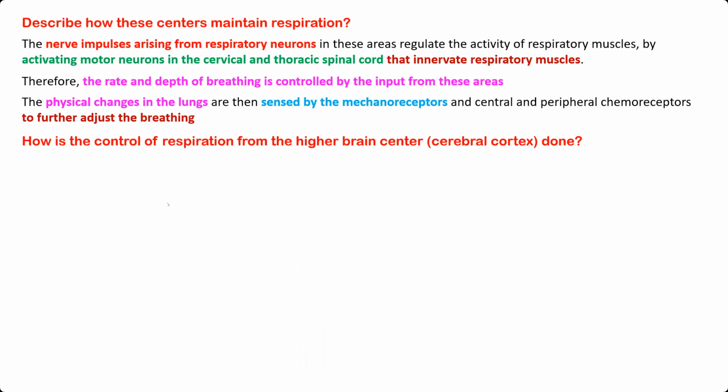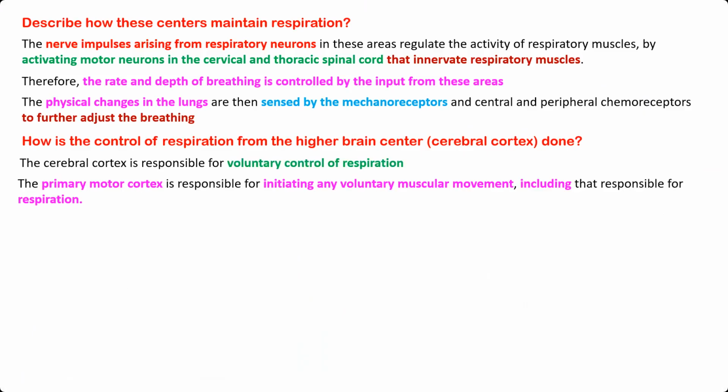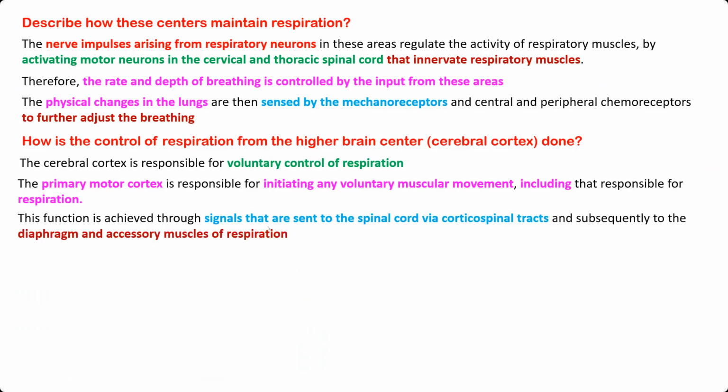What is the central control of respiration? The cerebral cortex is responsible for voluntary control. The primary motor cortex is responsible for initiating any voluntary muscle movement, including that responsible for respiration. It is activated by signals that are sent to the spinal cord via corticospinal tracts, subsequently to the diaphragm and accessory muscles of respiration. So the cortex contains pathways that bypass the medullary neurons and go directly to these respiratory muscles.